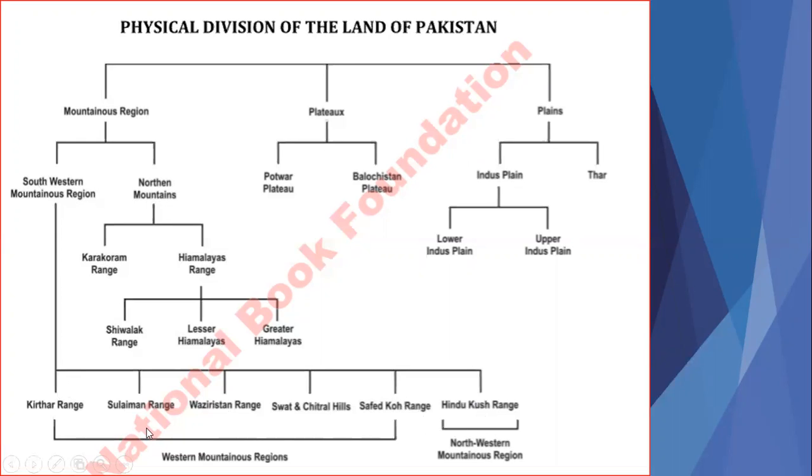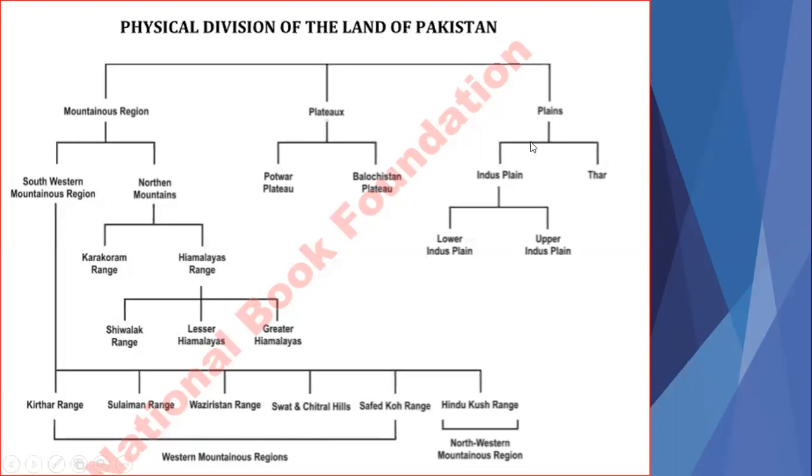These are the western mountain region, the southwestern mountainous region, and this is the northwest mountainous region, the Hindu Kush range. Then the further division of plateaus is into two parts: number one, Potwar Plateau; number two, Balochistan Plateau. Also, they can be named the plateaus of Pakistan. These are two, Potwar Plateau and Balochistan Plateau.